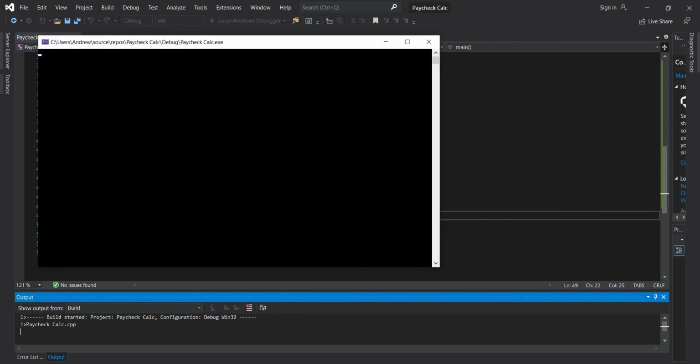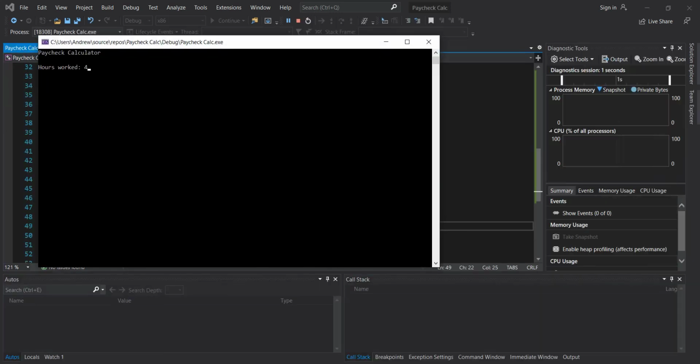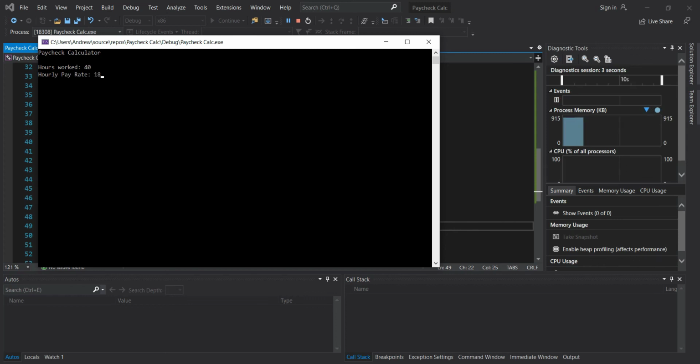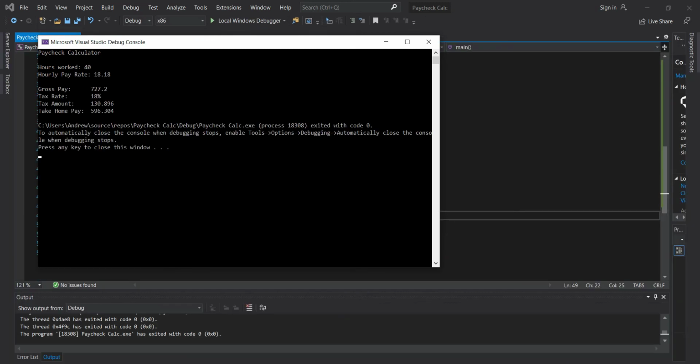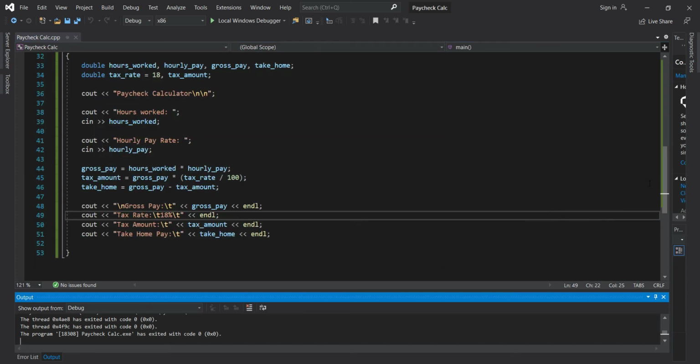Alright, so let's put in a different value. Let's say we worked 40 hours. We got paid $18.18. So our gross pay is $727.20. Our tax rate is 18%. Our amount is 130.896. Remember, this is money. We should only have two decimal places. And our take-home pay is 596.304. So we want to fix those decimal places.